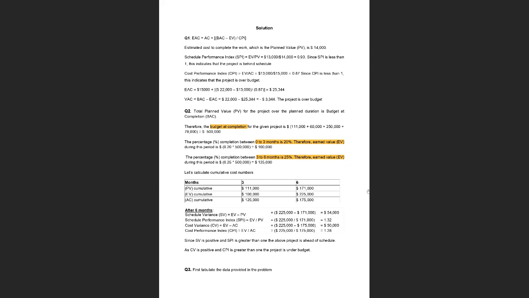So how did you get this 111,000? How did you get this number? And why are you multiplying it with, sorry, oh, this is your planned value. How did you get this planned value? Oh, you mean why you are, because budget at completion means what is the budget when you are completing the project, right? So, okay, now I get what your question is.